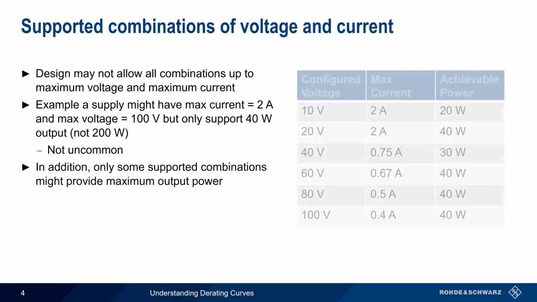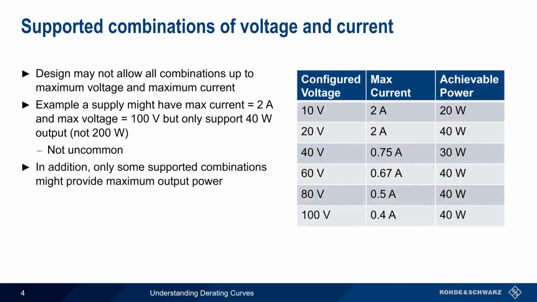In addition, we might only be able to use certain combinations of voltages and currents to achieve the maximum output power of 40 watts. For example, 80 volts and 1/2 amp might be supported, but at 40 volts, only 0.75 amps is supported, and this leads to a less than maximum output power.